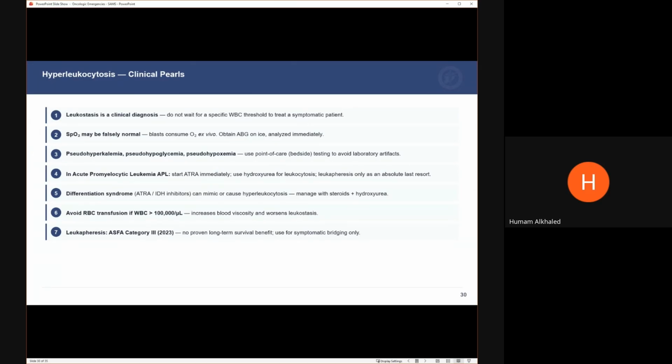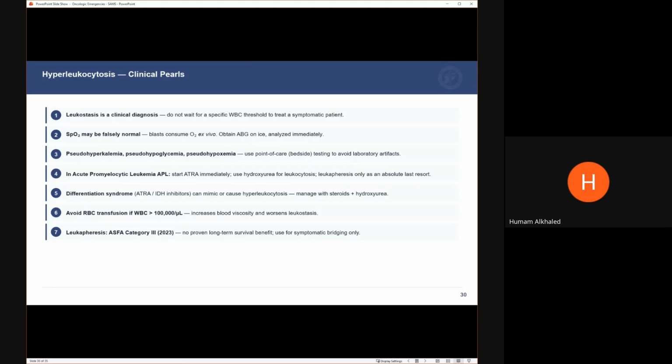In APL patients, you want to start ATRA, or all-trans retinoic acid, immediately, and we want to use the Hydrea to lower the blood count. In patients who have a white blood cell count over 100,000, if you can avoid red blood cells, we should avoid it. Otherwise, if your patient has severe symptoms from the anemia, then you want to transfuse them.